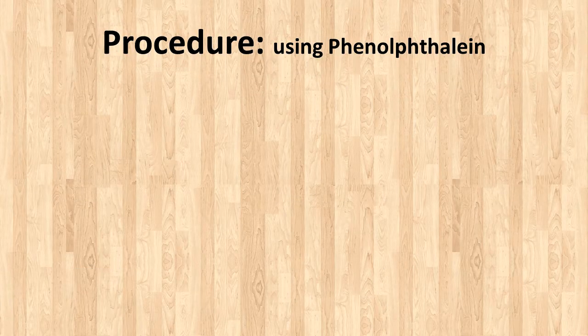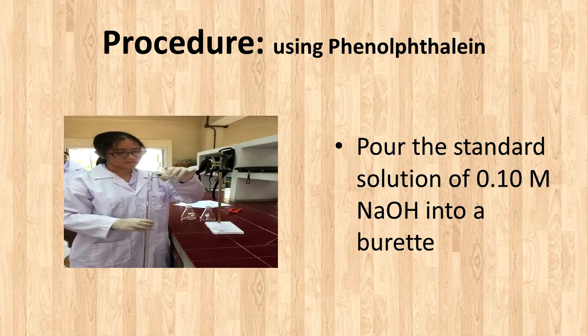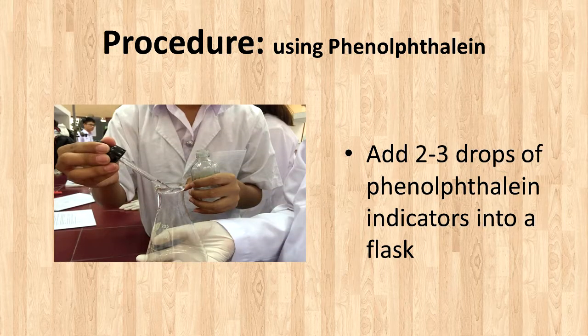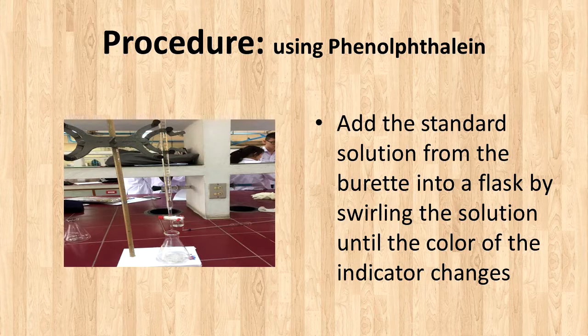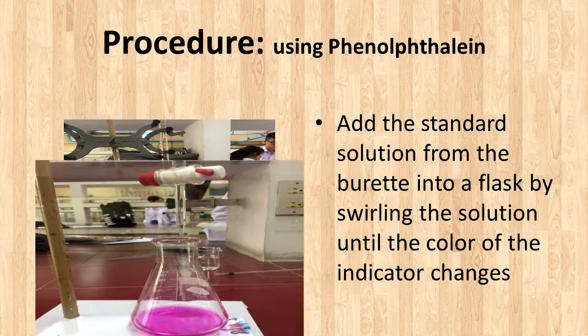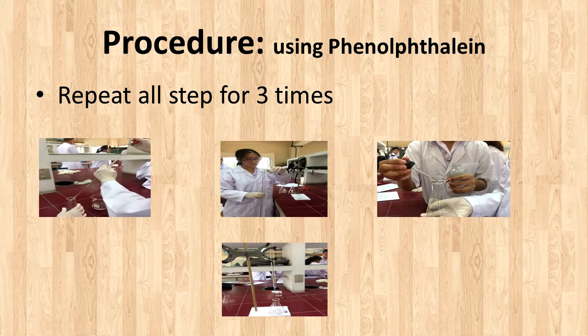Procedure: 1. Pipette 25 ml of the unknown hydrochloric acid solution into an aluminium flask. 2. Pour the standard solution of 0.1 molar sodium hydroxide into the burette. 3. Add 2 to 3 drops of phenolphthalein indicator into the flask. 4. Add the standard solution from the burette into the flask while swirling the solution until the color of the indicator changes. 5. Repeat all steps 3 times.